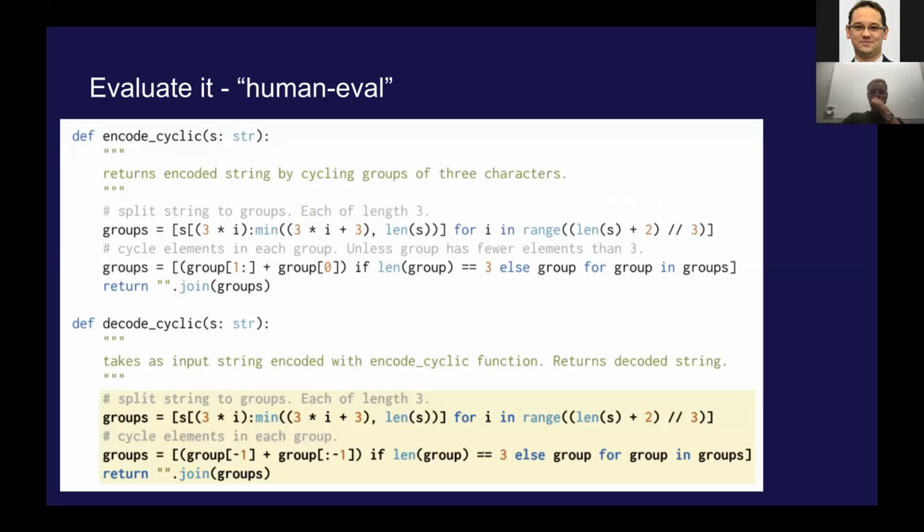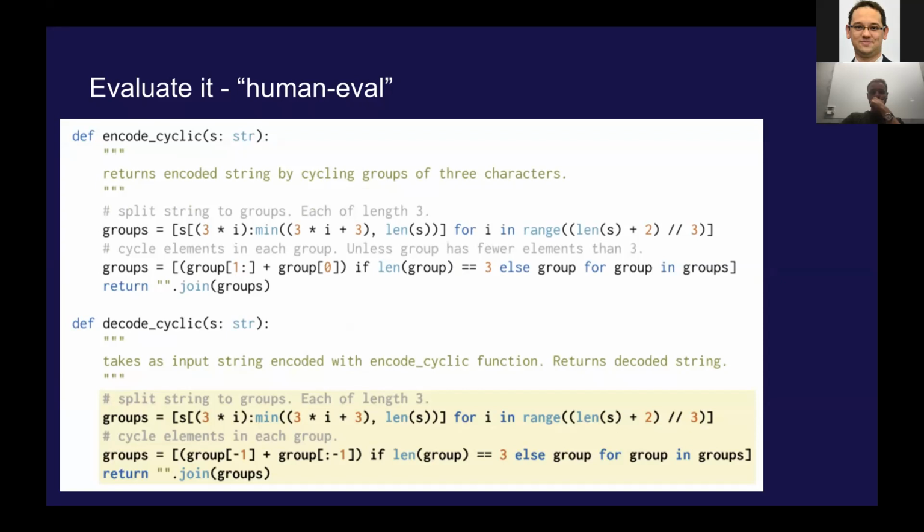There are a lot of problems. If anyone is interested, there is a repository. You can check out this data set. Some problems are easier, some problems are harder. This is one of the somewhat more interesting ones, because you have to reverse a particular function.